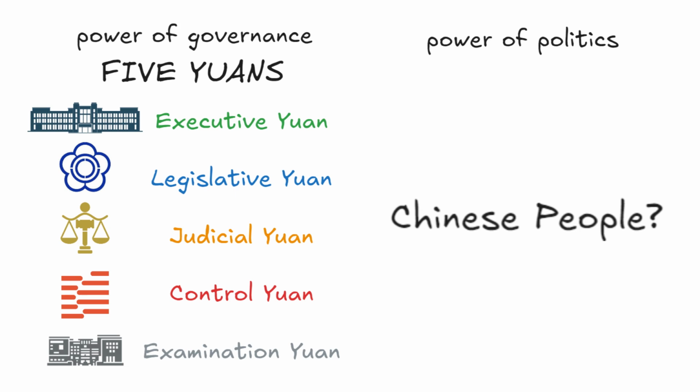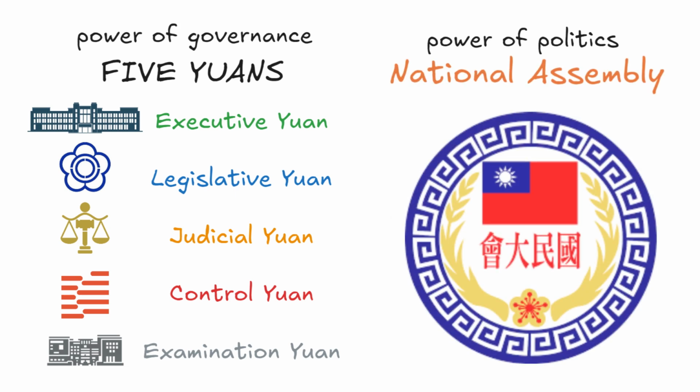But due to China's immense size and population, this would be unrealistic on a national level. Therefore, Sun envisioned the National Assembly, an elected body which appoints the members of the yuans, chooses the president, and has the power to change the constitution. This is the real separation of powers in Sun Yat-sen's system, between the National Assembly on the one side and the yuans of government on the other.